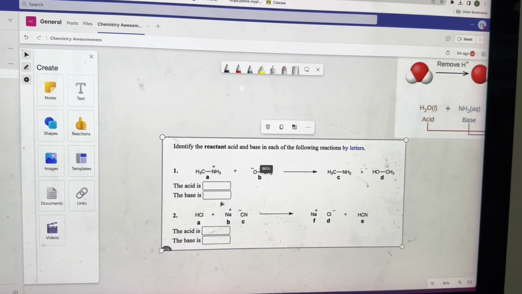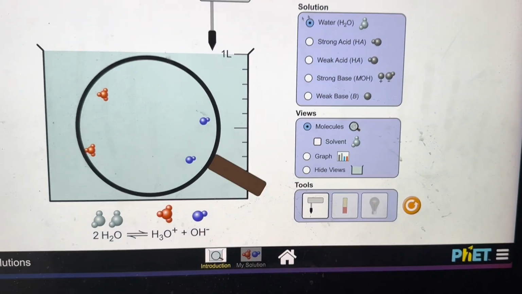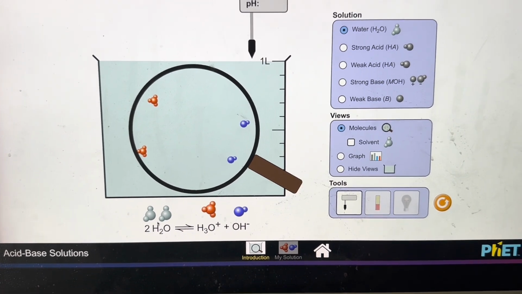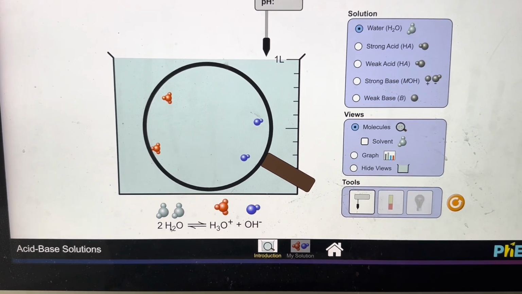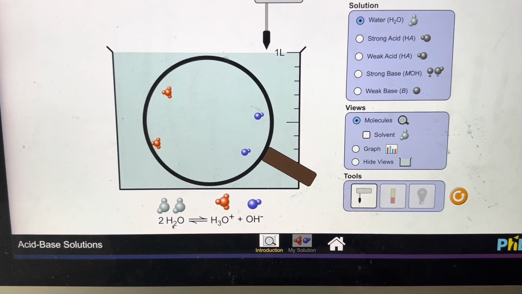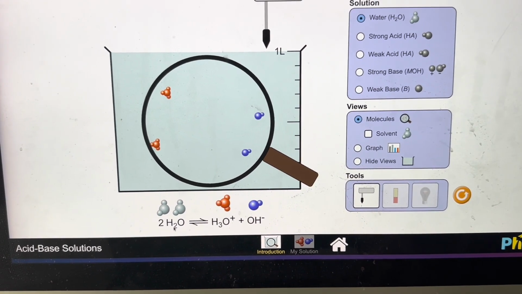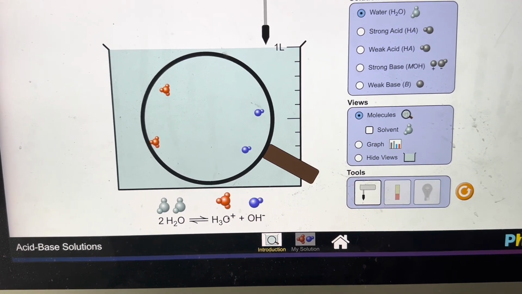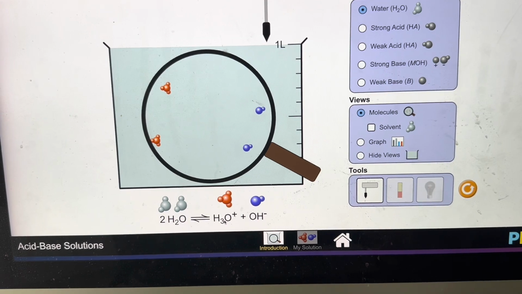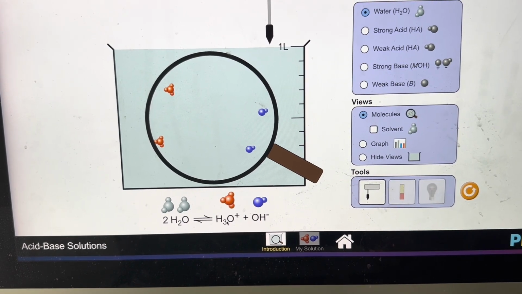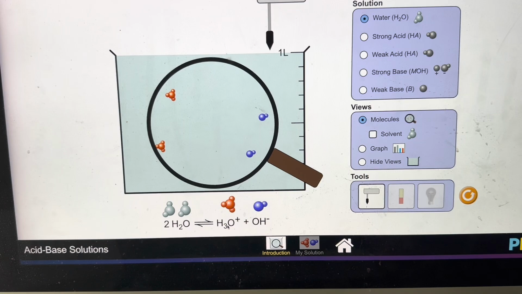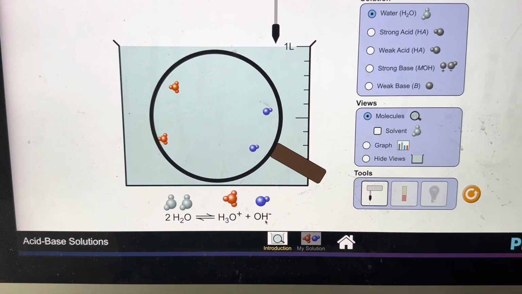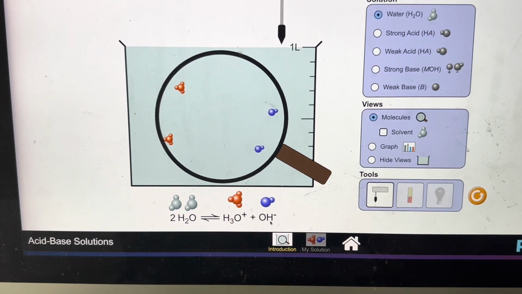Now, let's go back and look at our simulation. This simulation is going to show us a couple of things. We're going to be looking at water here. Water, like I said, is amphoteric. That means that it can behave as an acid or a base. And we see that because over here, we're producing something that has accepted a hydrogen ion. So to produce this, our water acted as an acid. It gave away a hydrogen. And to produce this one, our water acted as a base. It accepted a hydrogen ion, right?